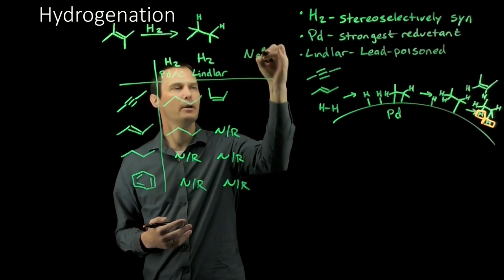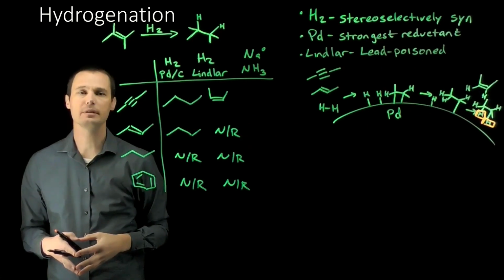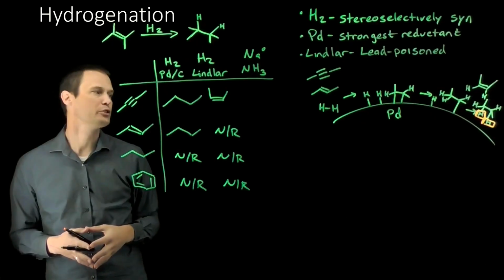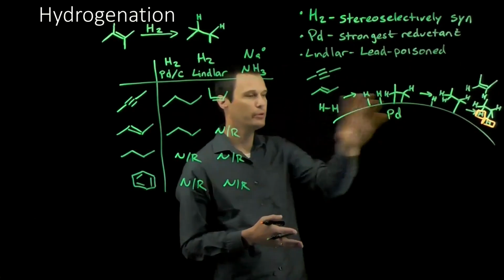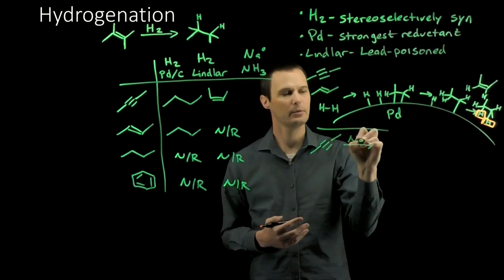We're going to use sodium metal and ammonia as our solvent. Sodium metal and ammonia as the solvent is our third set of reaction conditions. Let's talk about how that works. This is going to go through a completely different mechanism entirely. We're going to start with an alkyne, and we will react it with sodium metal.